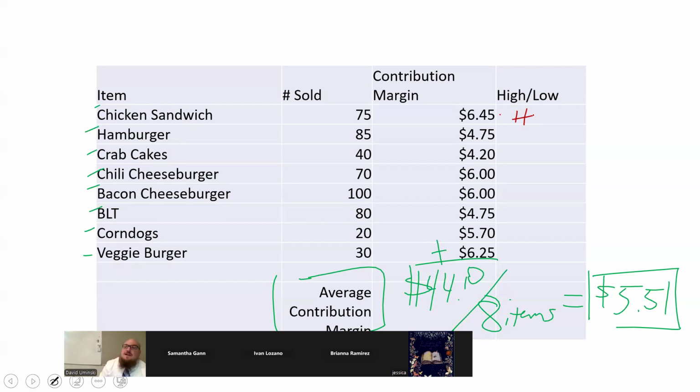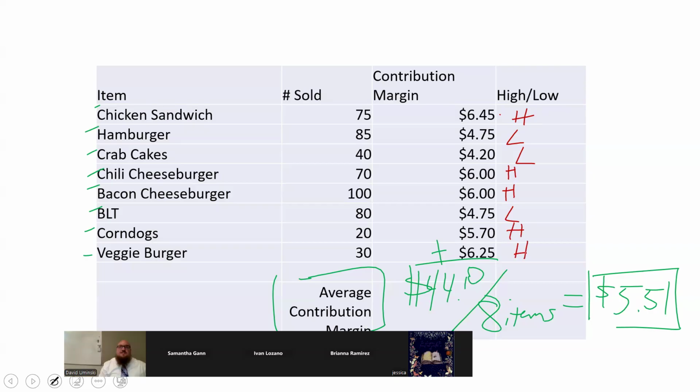Okay. How about the hamburger? Is it higher or lower? It is lower. Good. Crab cakes? Lower. Chili cheeseburger? Higher. So is our bacon cheeseburger. BLT? Lower than the average. Corn dogs? Of course, it's higher than the average. And veggie burger?